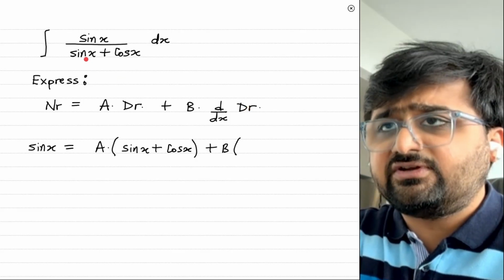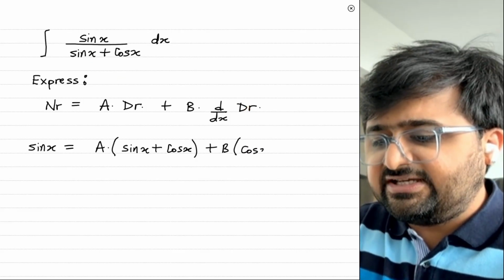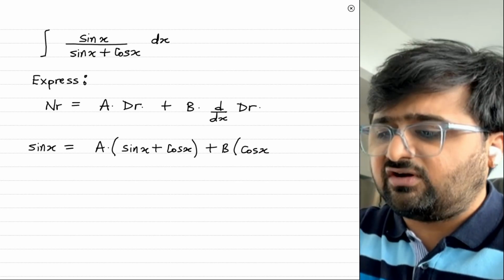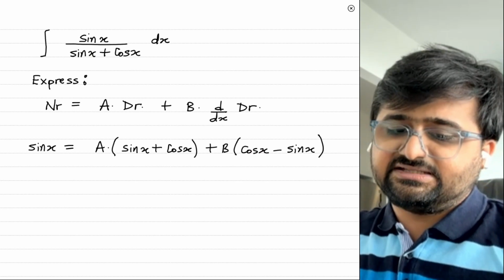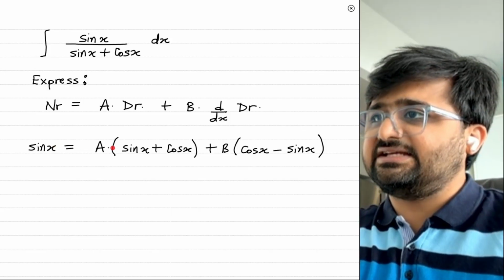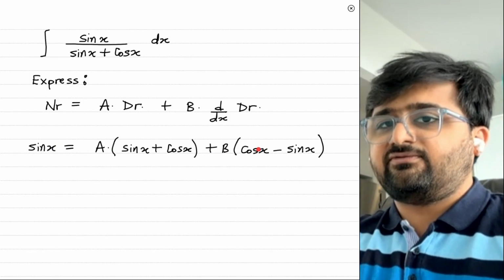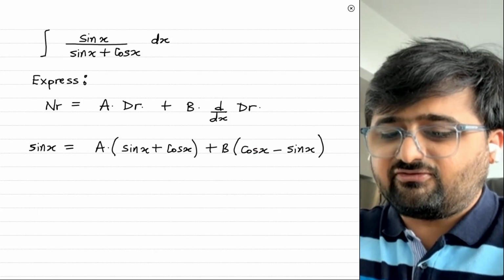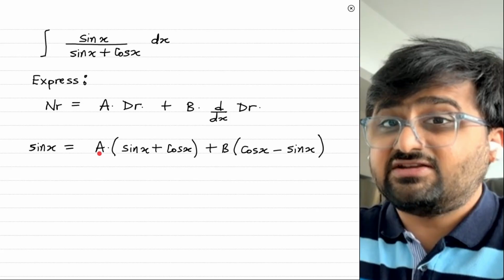The derivative of the denominator is the differentiation of sin x, which is nothing but cos x, and the differentiation of cos x is minus sin x. I hope that makes sense. So basically, we have to express sin x in the form a into denominator plus b into derivative of the denominator. Now, once you find the values of a and b, your problem really becomes a cakewalk. Let's see how we find the values of a and b.